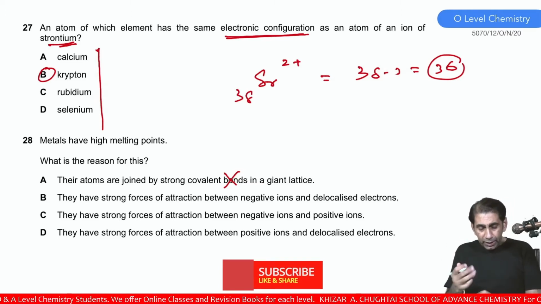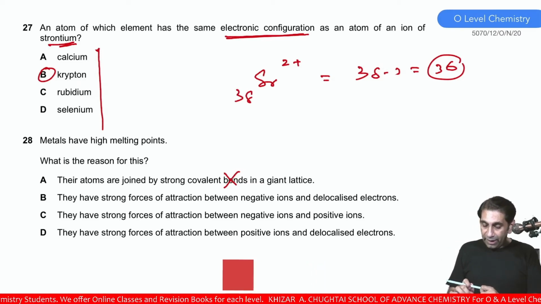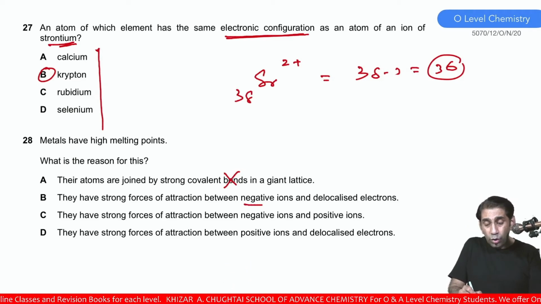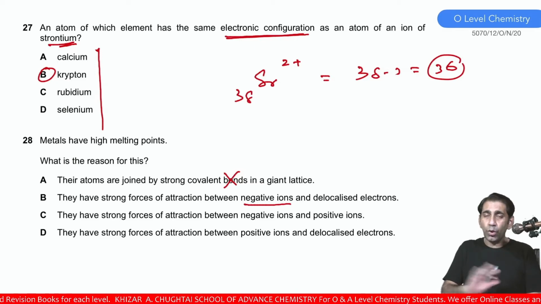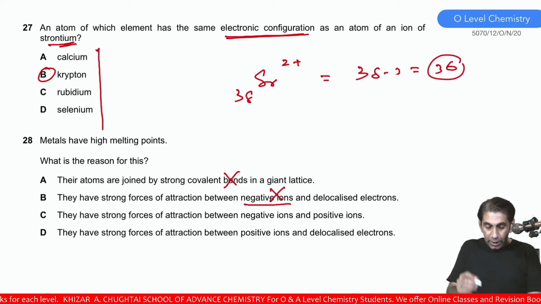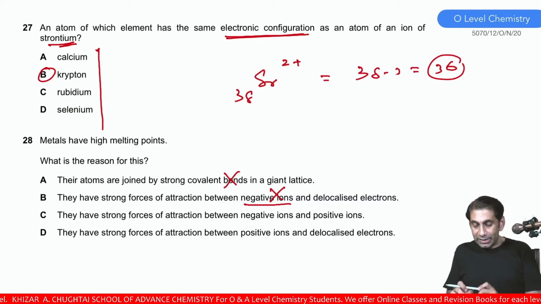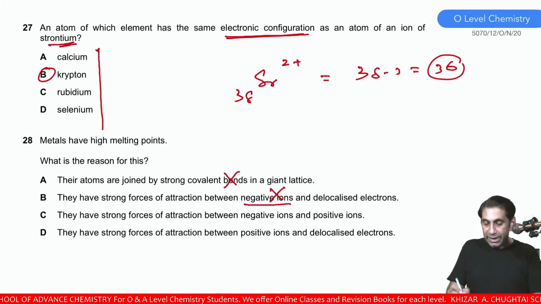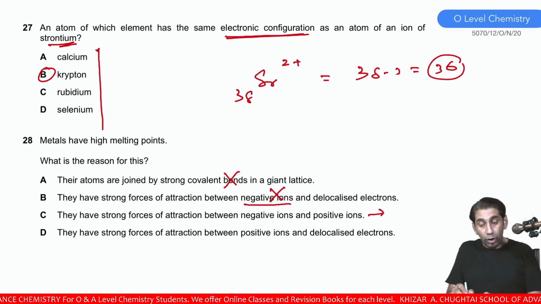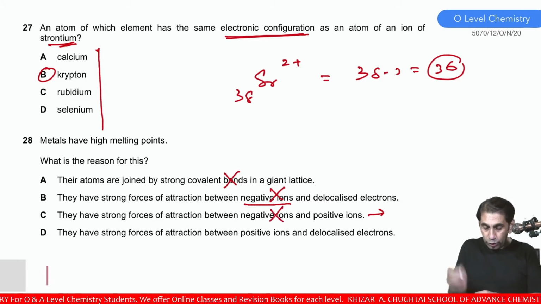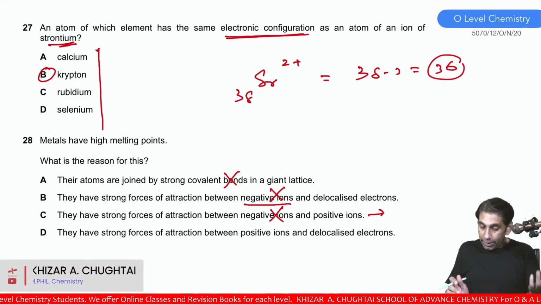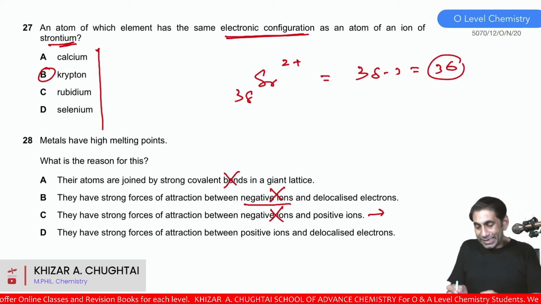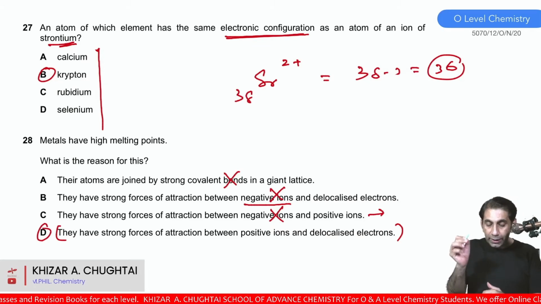Number 2, B: they have strong forces of attraction between negative ions and delocalized electrons. There are no negative ions in the metals, so it's wrong. They have strong forces of attraction between negative ions and positive ions. No, this attraction is known as ionic bond. There are no negative ions, as I told you. The next one is they have strong forces of attraction between positive ions and delocalized electrons. Yes, it is the definition of the metallic bond. So D is the correct option.